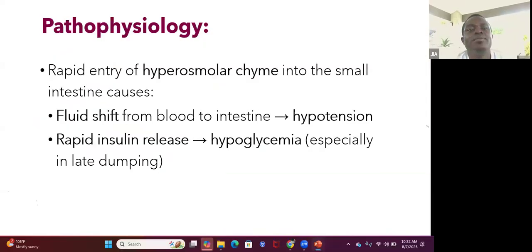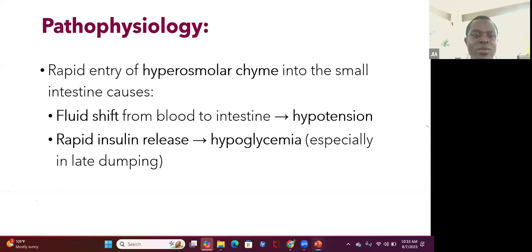So to summarize what I just said in pathophysiology, we are saying rapid entry of hyperosmolar chyme. Like I was saying, when you chew food, it passes through the esophagus. Peristaltic movement will take it through the gullet or the esophagus and into the stomach. When it gets to the stomach and mixes with gastric juice and enzymes, when it's ready to enter the small intestines, it's called chyme. Okay, so that's the word you see here.